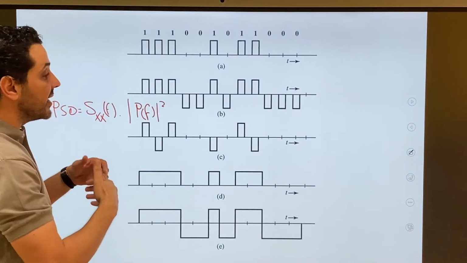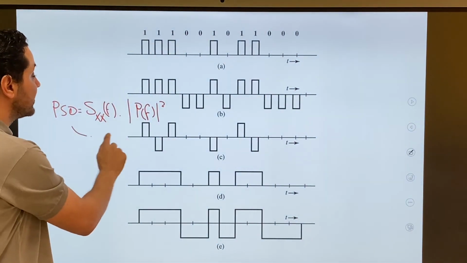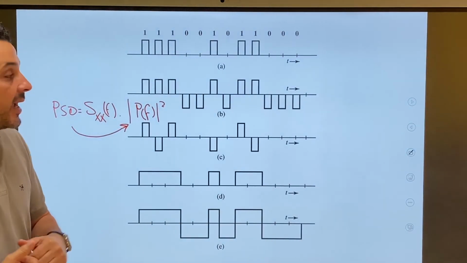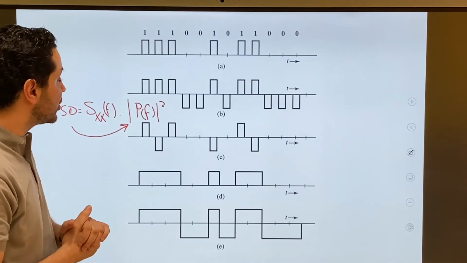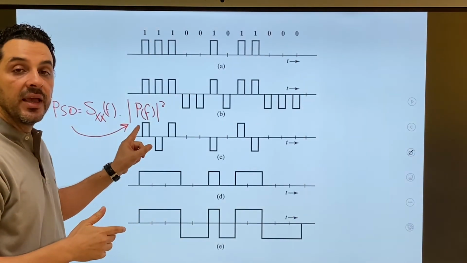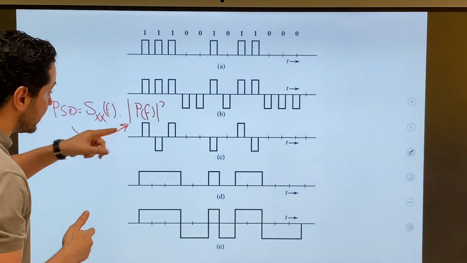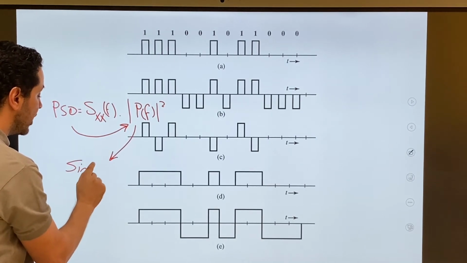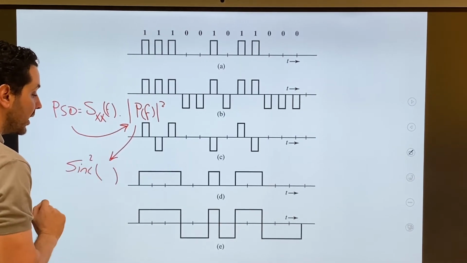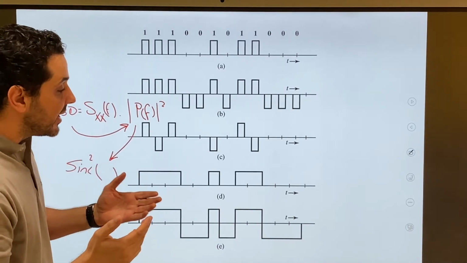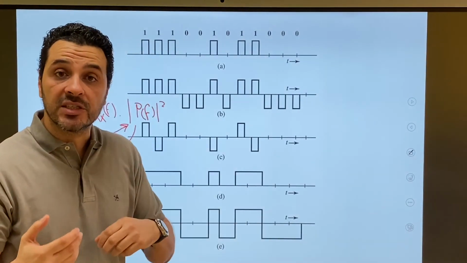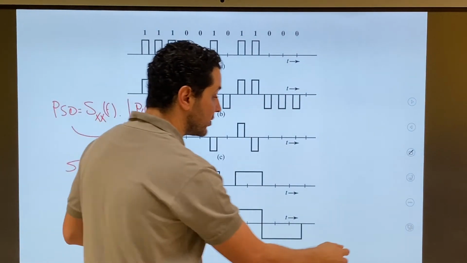So the power spectral density of the line coding scheme depends mainly on the pulse shape that you are using. And here, since we are using a rectangular pulse shape, you expect that you are going to get a sinc squared, right? And this is actually the case. I'm going to show you now quickly the power spectral density of some of the line coding schemes that we discussed.